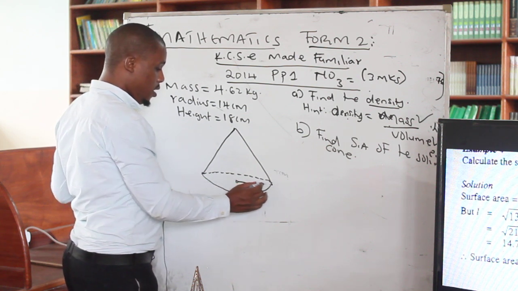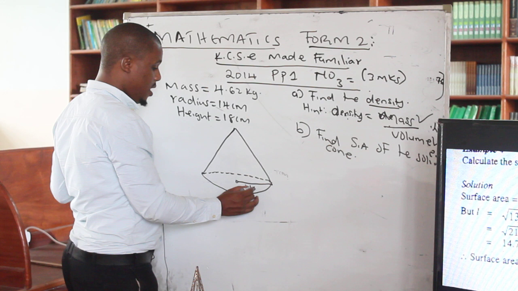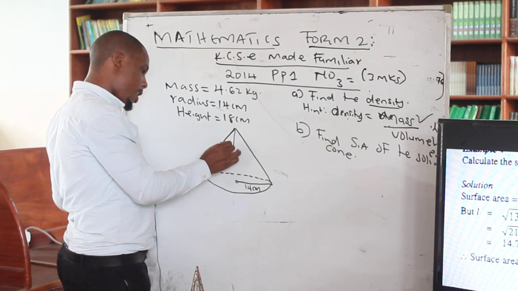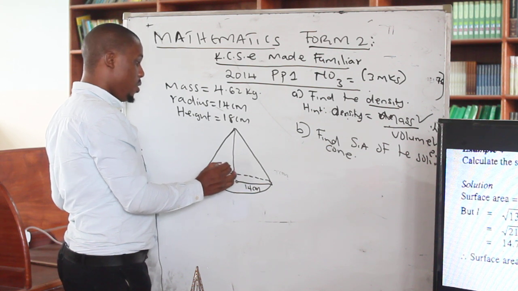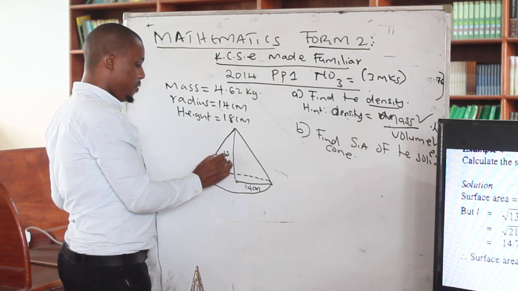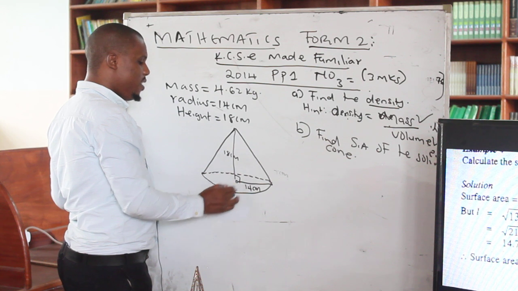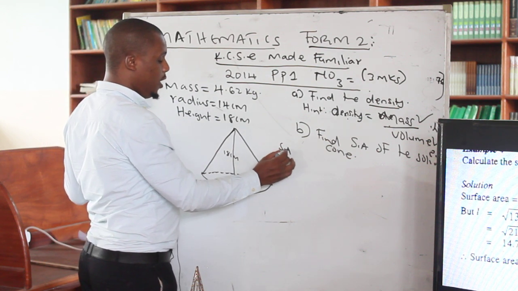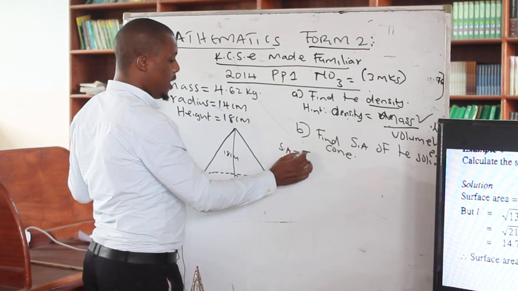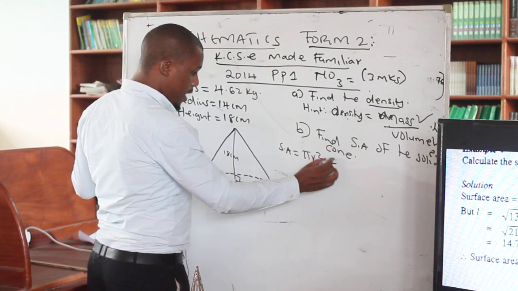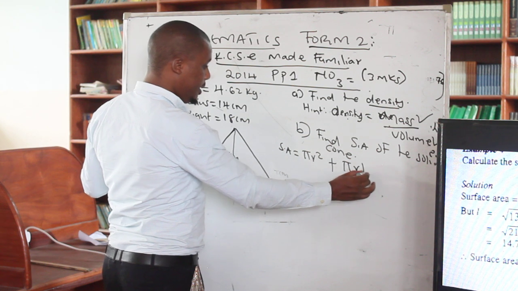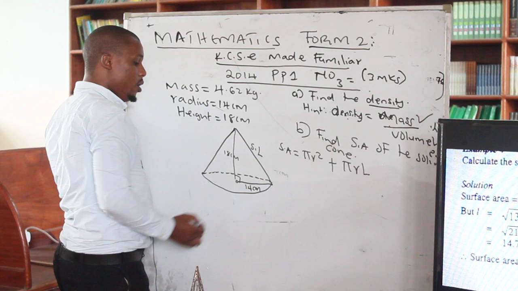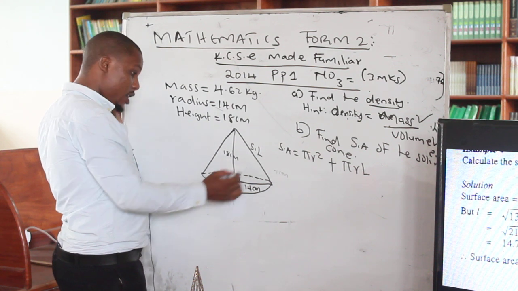From here to here, we have been told it's 14 centimeters. When you have been given the height, this means this is the perpendicular height, and you're told again it is 18 centimeters. For us to find the surface area, we need to focus on the formula, which you have agreed: pi r squared, the area of the base, plus pi r l. In this case, you don't have the slanting length l, meaning you have to use the Pythagoras theorem, and then you get it.